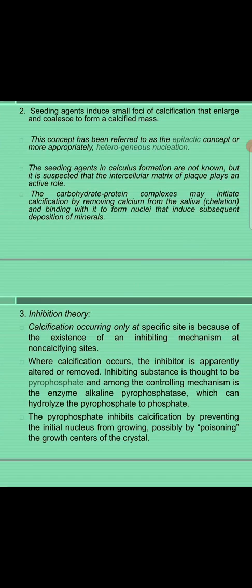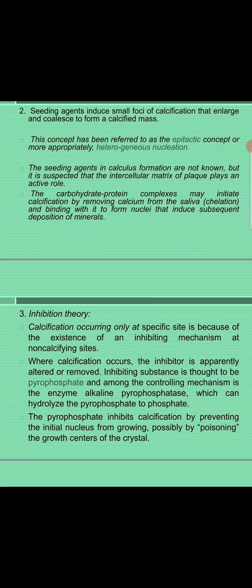The third theory is the inhibition theory. This theory states pyrophosphate inhibits calcification, but when pyrophosphate is absent, calcification occurs. Calcification occurs only at specific sites, not at all sites, because at non-calcifying sites there is an inhibiting mechanism which inhibits calcification. Where calcification occurs, the inhibitor is apparently altered or removed.